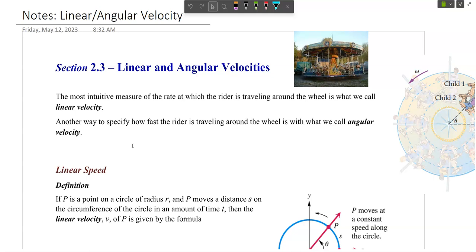We're going to talk about linear and angular velocity. Now, whether you've had an introduction to the differences and similarities between these two or not, I'm going to provide a very quick intro using the idea of a merry-go-round.